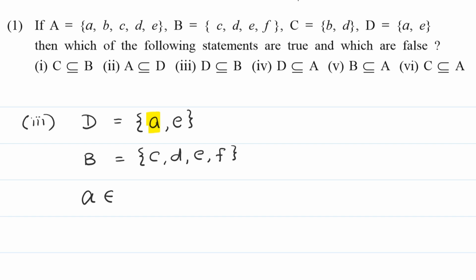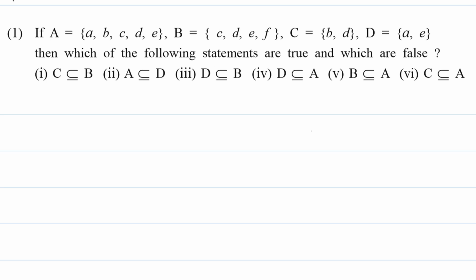Element A belongs to set D, but element A does not belong to set B, and therefore D subset of B is false.